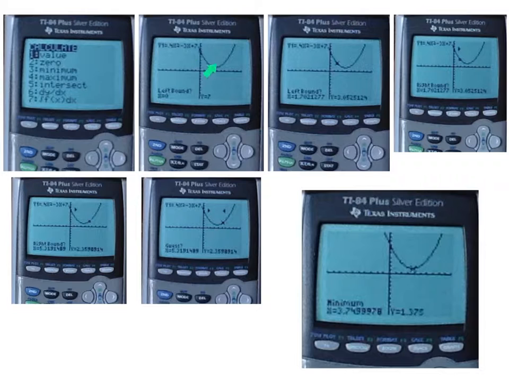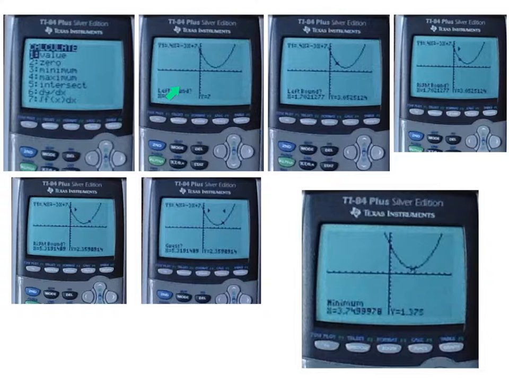So when I look at my graph, I can see I have a minimum, meaning my vertex is at the very bottom of my graph. So I'm going to select 3, which is minimum. And when I press enter or select 3, what I end up with is a picture of my graph, and it's asking me for the left boundary. And my cursor always starts out on the y-intercept of my graph.